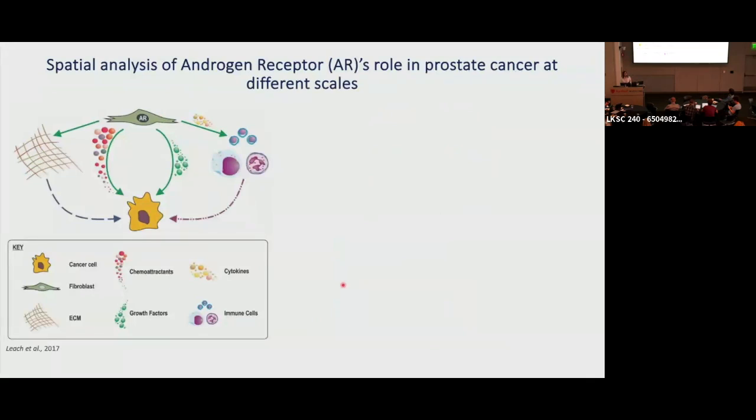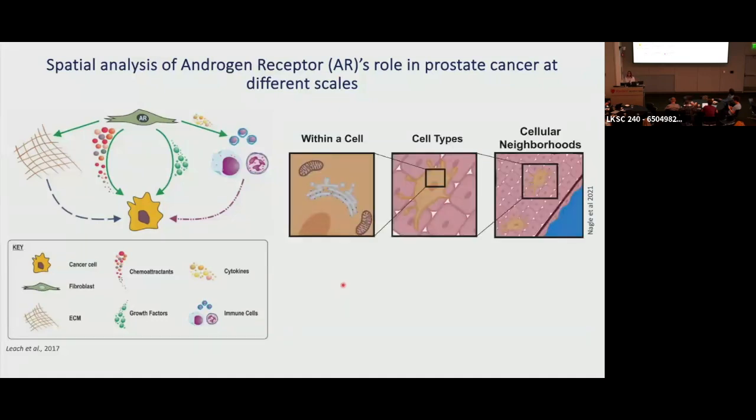We have so many results on this data. In this presentation, I will focus on spatial analysis of androgen receptor, AR, in prostate cancer, especially in the stroma, at different biological scales. Ina also showed different analyses at different scales. I will do a similar analysis here, and this will provide us a multidimensional view of AR's role in prostate cancer progression at the molecular, cellular, and tissue levels.